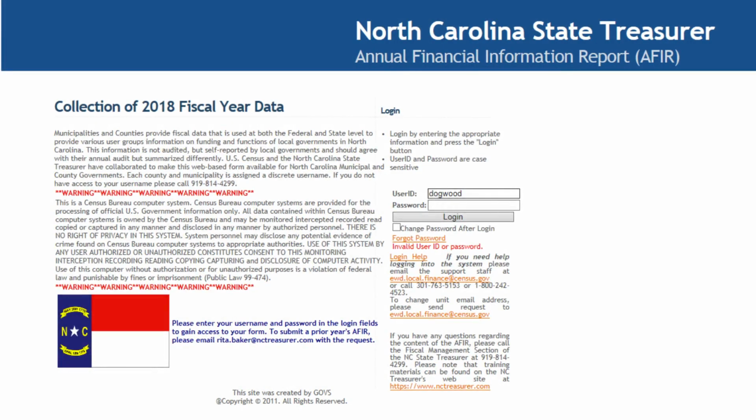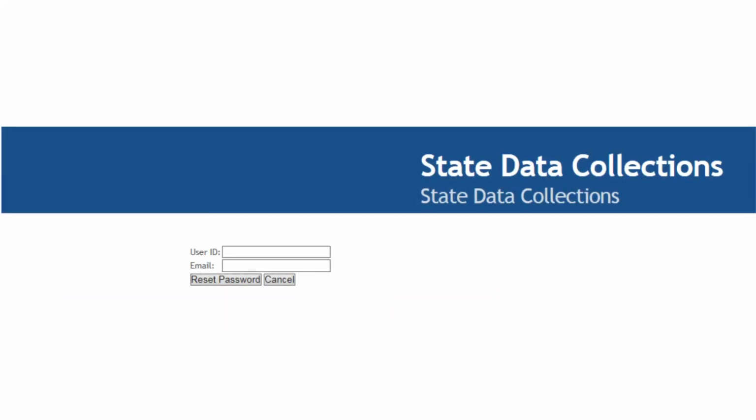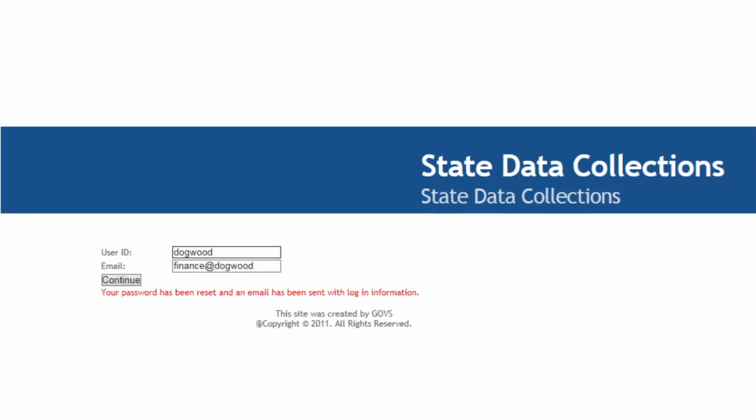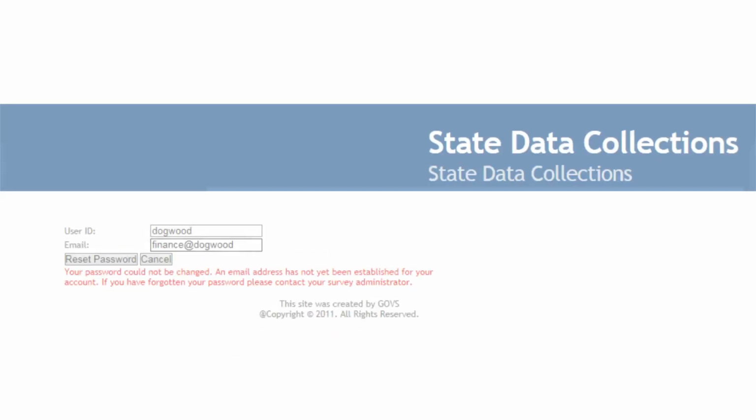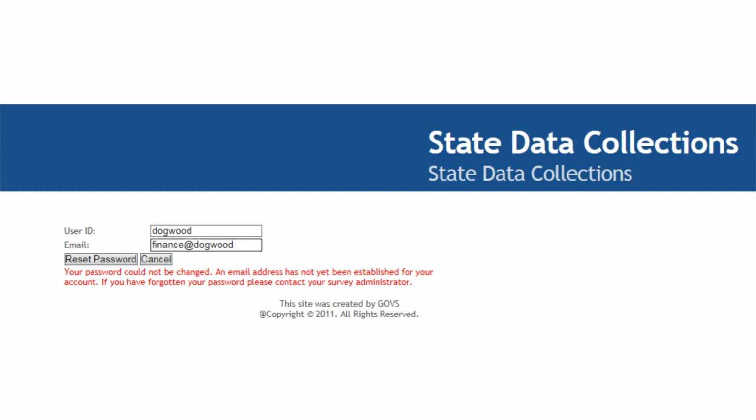If you attempt to log in and you receive an invalid user ID or password message, click on the Forgot Password link. From here, you can enter your unit's user ID and email address and select Reset Password. An email message will be sent with instructions on updating the password. If you entered an email address that is not the email address the Census Bureau has on file for your unit, you will receive an error message and you will not be able to change the password. Please contact the Census Bureau if you need to update the email address for your unit.